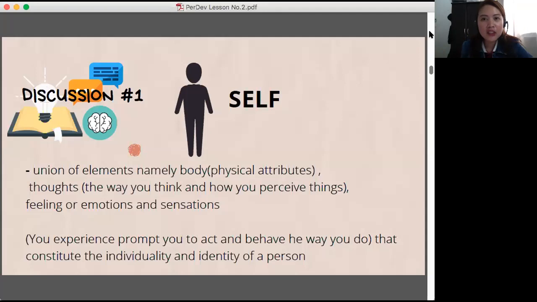Okay, so self. When we say self, it's a union of elements, namely body, physical attributes, thoughts, the way you think and how you perceive things, feelings or emotions, and sensations. Unions of those elements, physical, thoughts, feelings or emotions, and sensations, you experience prompt you to act and behave the way you do, that constitute the individuality and identity of a person. According to Merriam-Webster Dictionary, self is a particular part of our personality or character that is shown in particular situations. It's a combination of our thoughts, feelings that make a person different from others. So it's very unique.